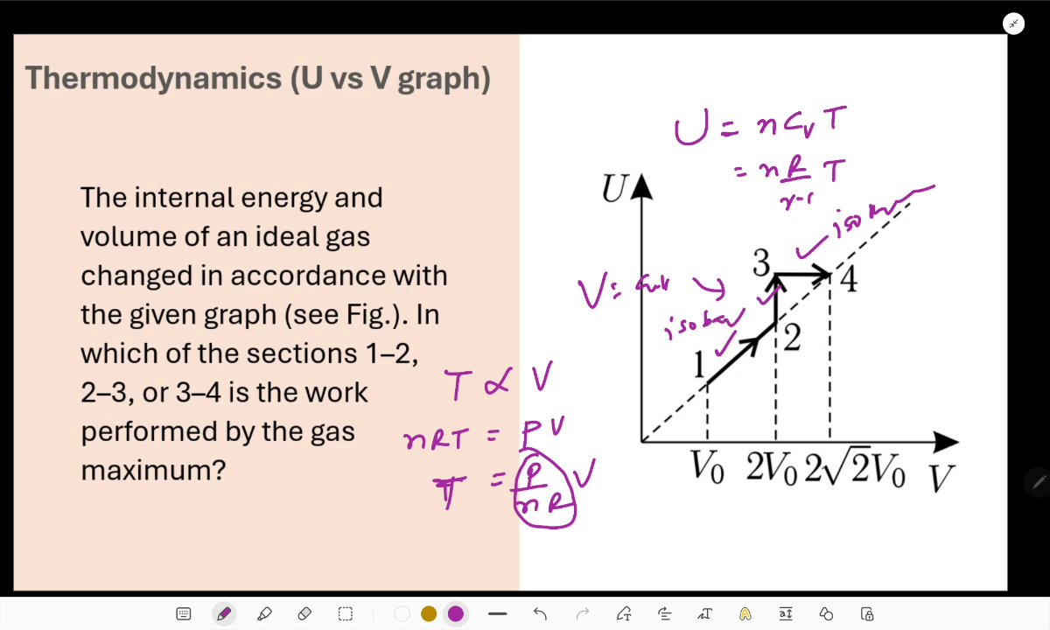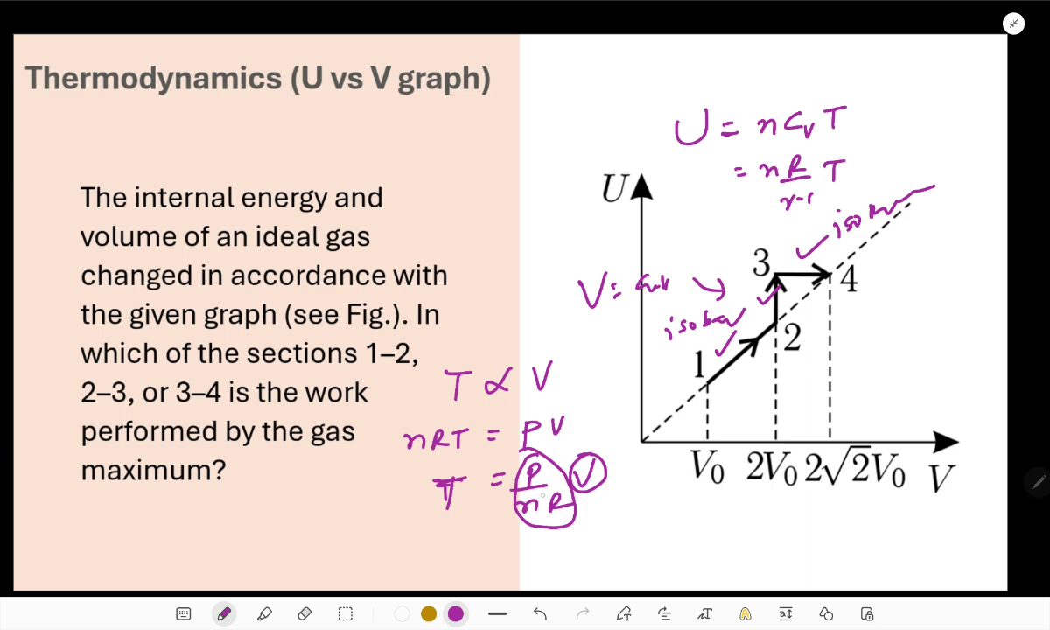And let's depict the whole process on the PV diagram. And I can say that 1 and 2 are at the same pressure. That's right, it's an isobaric process. 1 and 2 should have the same pressure. And at 3, volume is constant, but temperature is increasing.